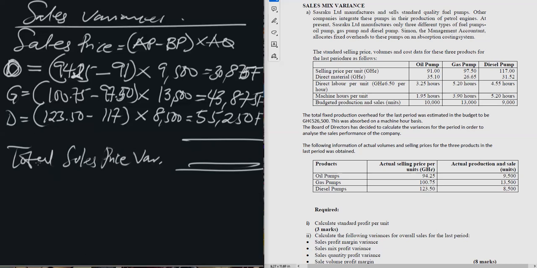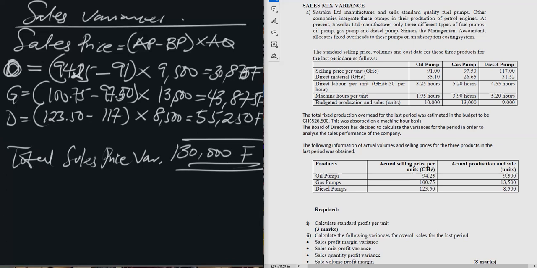So when you add all that, you should get your total sales price variance, which is 30,875 plus 43,875 plus 55,250. That gives us 130,000 favorable for price.